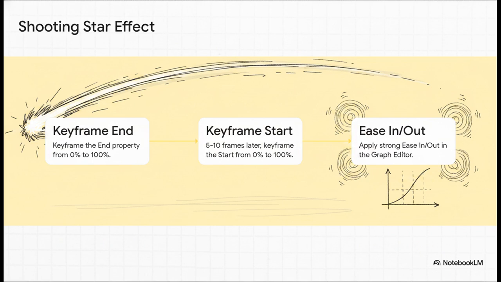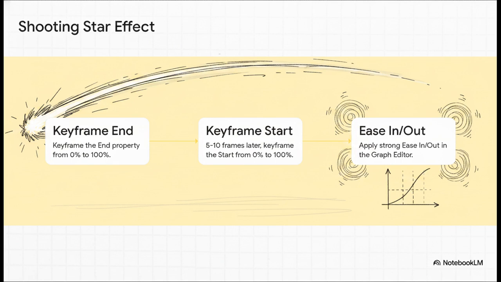First, keyframe your end property from 0 to 100%. This makes the line draw outward. Step 2 is the secret sauce. Move forward a bit and keyframe the start property from 0 to 100%. By doing this, the tail of the line is actually erasing itself while chasing the head. And why offset this by exactly 5 to 10 frames?